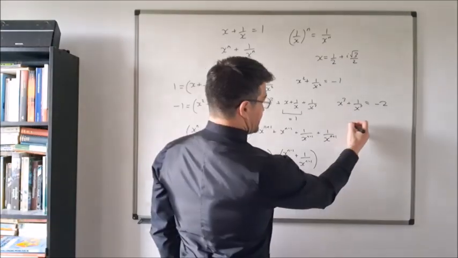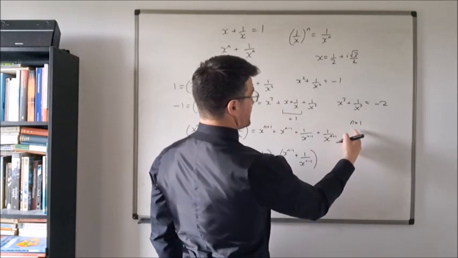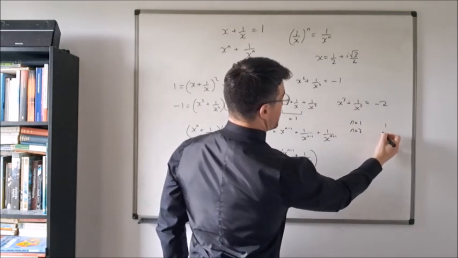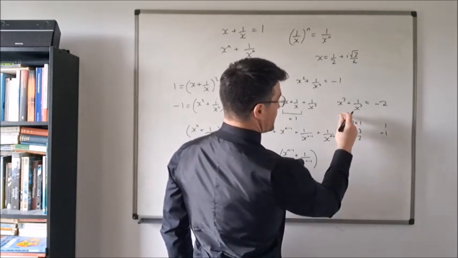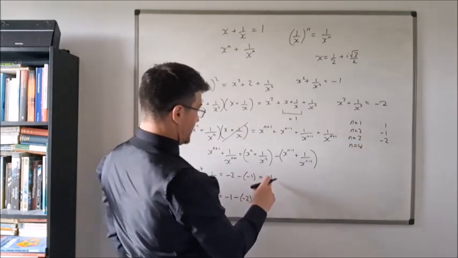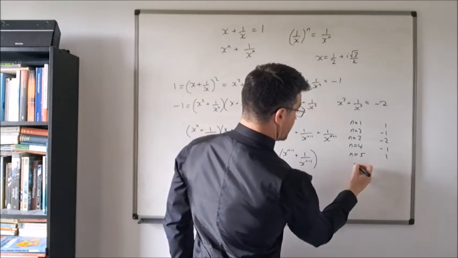So here I'm getting a series of values. If we've got n equals 1, we get the value 1. When n equals 2, we get the value minus 1. When n equals 3, we get the value minus 2. n equals 4, we get the value minus 1. n equals 5, we get the value 1.